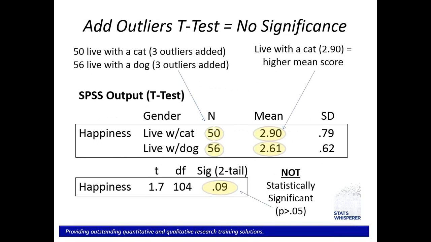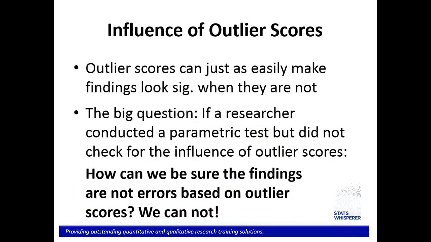So you see, if this was the finding and we didn't remove those 3 outliers from each group and retest, we would never see that true relationship, right? And it could be the other way too. There could be 3 outliers making the finding significant, and that's not a true finding. That's a finding based on anomalies. So the outlier scores can make it look significant when it's not, or not significant when it is, right?